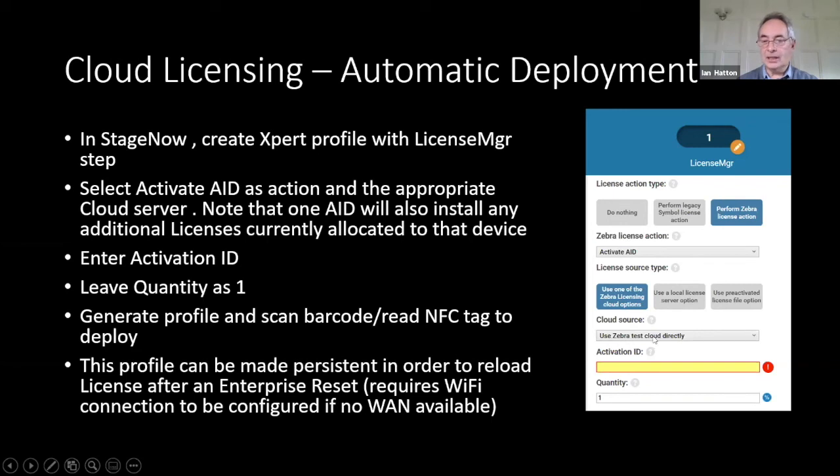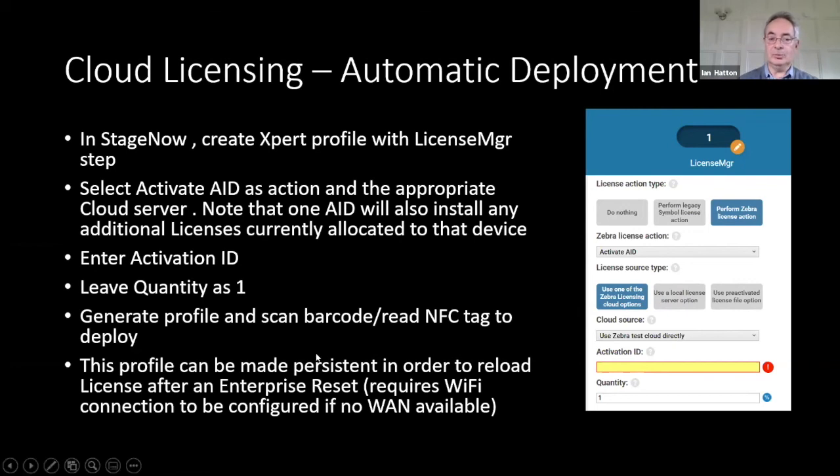You select your cloud source, so use one of the Zebra licensing cloud options. You can select either the test cloud or the production cloud. You then enter the activation ID for the license that you want to deploy. Leave the quantity as 1, and then generate the StageNow barcode or the NFC tag to deploy that license onto a device. So that's pretty straightforward, and that will work provided you have connectivity to the cloud server.